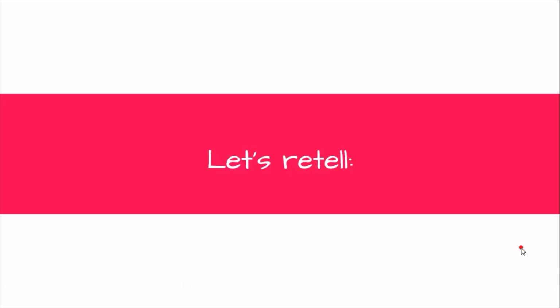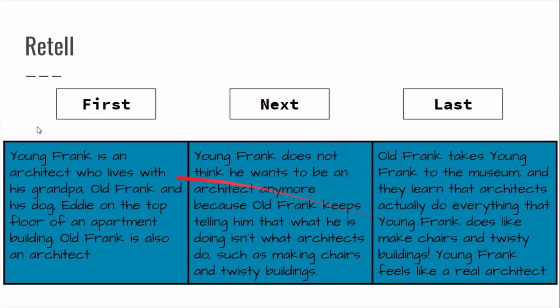So let's put everything together and retell. Remember, we're using first for the beginning, next for the middle, and last for the end. First, young Frank is an architect who lives with his grandpa, old Frank, and his dog, Eddie, on the top floor of an apartment building. Old Frank is also an architect.